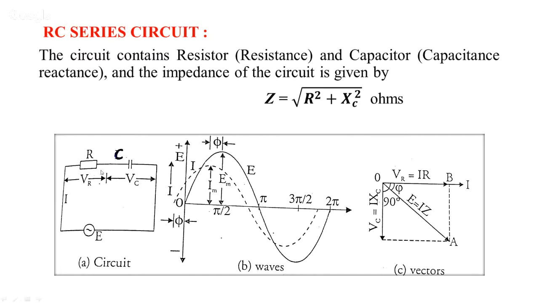But the circuit that we have taken here is a combination of resistance and capacitance. So here we will get a resultant. This is due to the pure resistive circuit, and this is with respect to the pure capacitive circuit. But since it is a combination of both, we have to take the resultant, and OA is the resultant, which represents E, which is equal to I into Z.